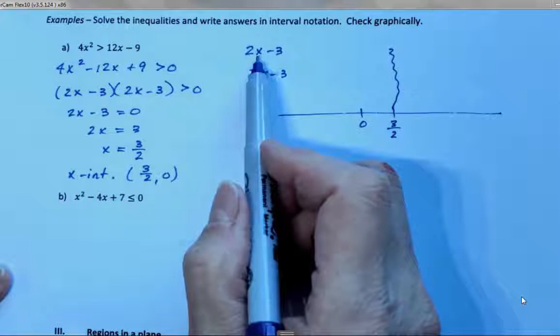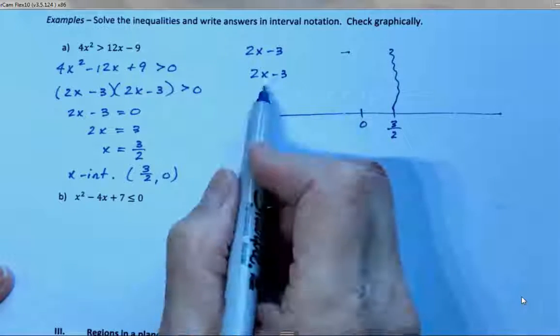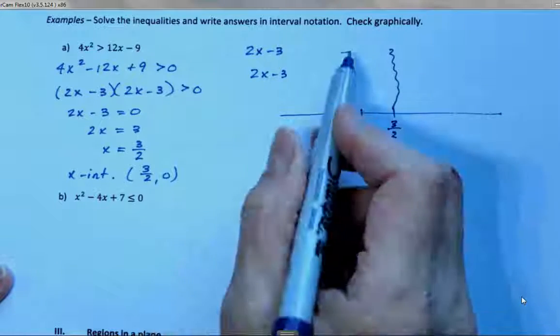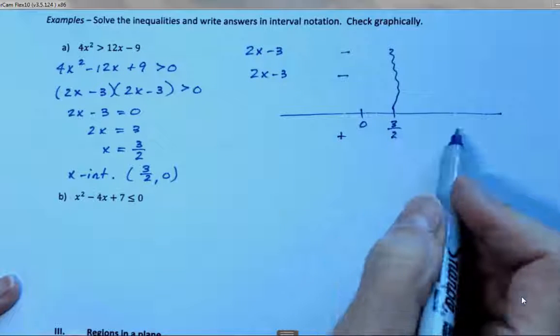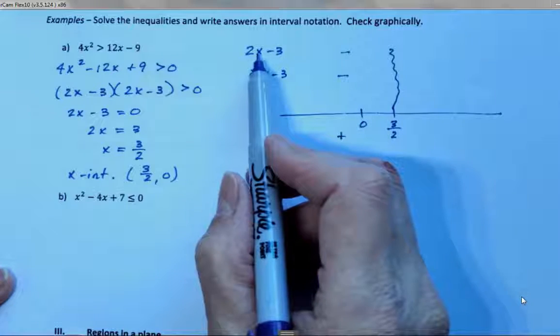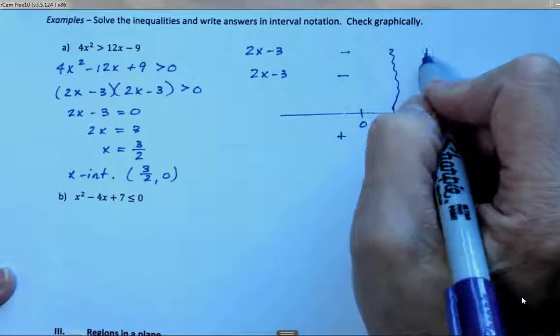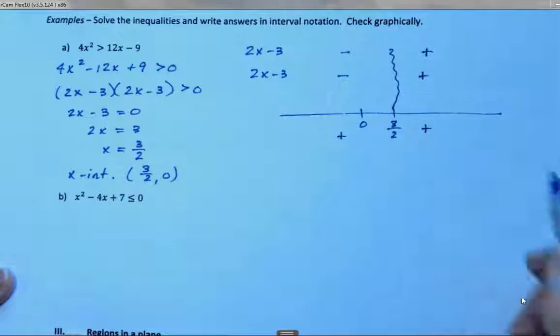If I put 0 in for x, I end up with a negative factor. If I put it in for x on this one, it's a negative. If I multiply them together, they turn out to be positive. If I look for a number to the right of 3/2, I'm just going to pick 5, and I put 5 in for x, I end up with a positive factor. Same thing with the second one, and when I multiply these two together, I get a positive.